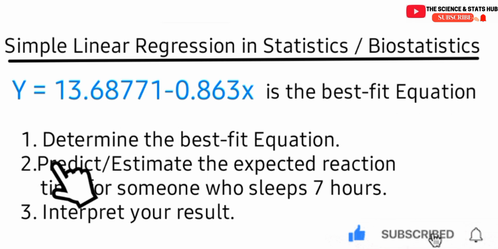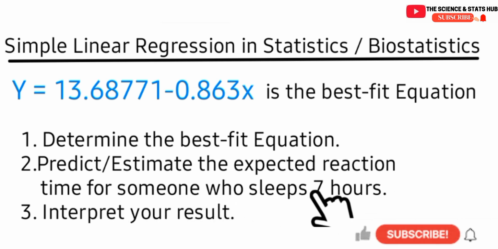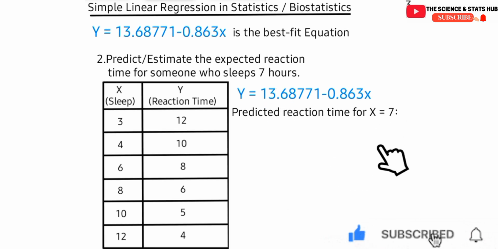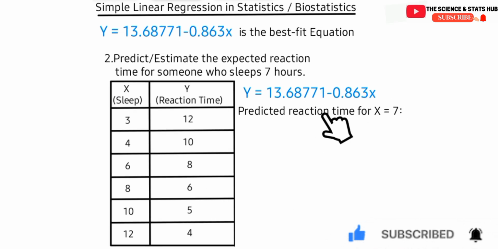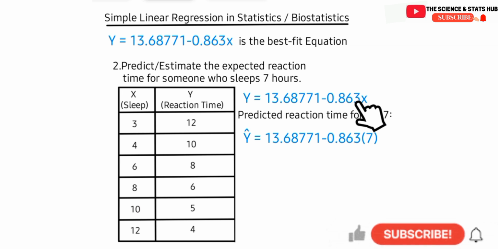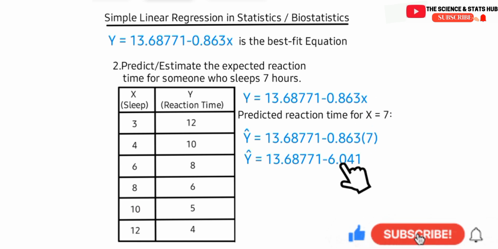Now let's proceed to answer question 2, which asks us to predict or estimate the expected reaction time for someone who sleeps 7 hours. That is, our x value is 7, so we'll substitute 7 for x into our regression equation to get the expected reaction time. Y caret represents the predicted y, which is equal to 13.68771 minus 0.863 times 7. With this, 0.863 times 7 gives 6.041.